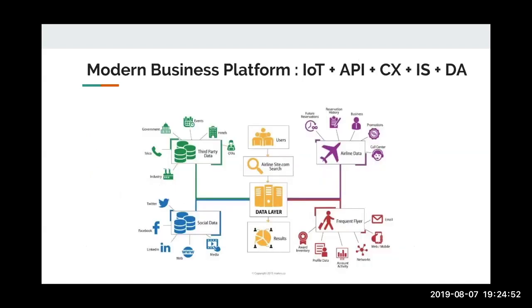Today's business platform consists of the Internet of Things, APIs that give access to partners, vendor channels, customers, etc. Customer experience platforms, which is a whole other ballgame that takes into account customer analytics. Information systems, which most companies have in the form of ERP, accounting, CRM, et cetera. And then data and analytics, the thing that connects it all. The reason we have all these components today is because customers, partners, vendors, things, they all talk to the company anytime they want to.